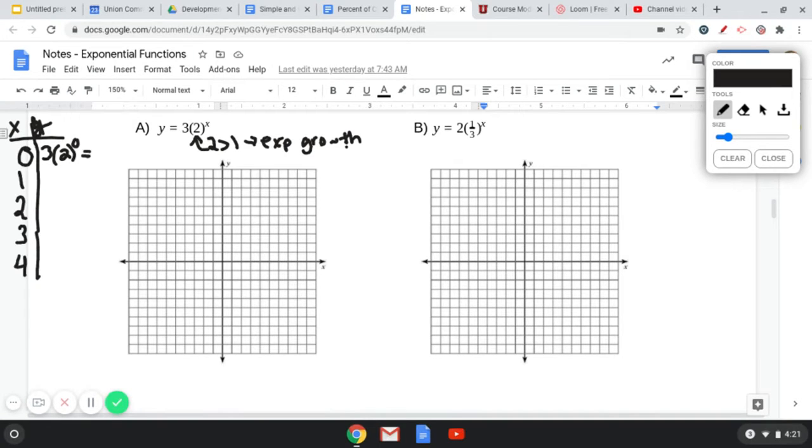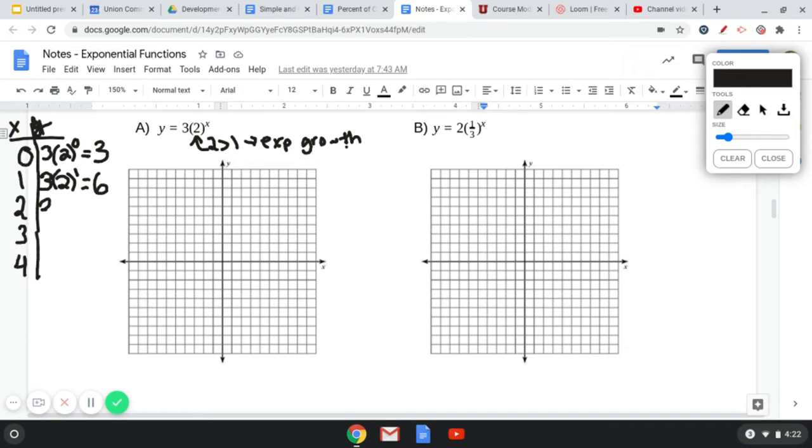Because 2 to the 0 is 1. So we really have 3 times 1, which is 3. So when x is 0, y is 3. Now if x is 1, then we have 3 times 2 to the first power, which is just 2. So we have 3 times 2, which is 6.